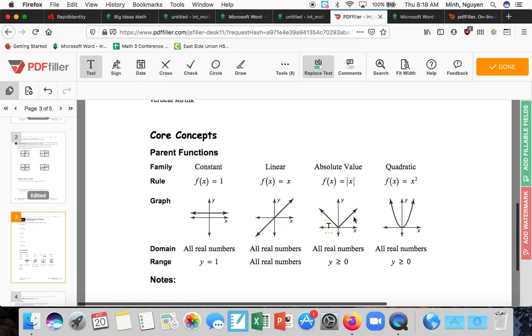We're going to be looking at functions that have the same appearance, but are modified, right? And we call them parent because the modified ones come from these basic ones. But this is kind of like our starting point, I would say.